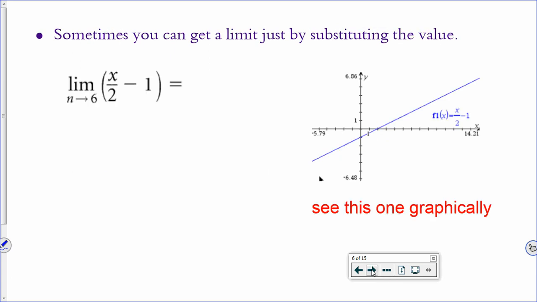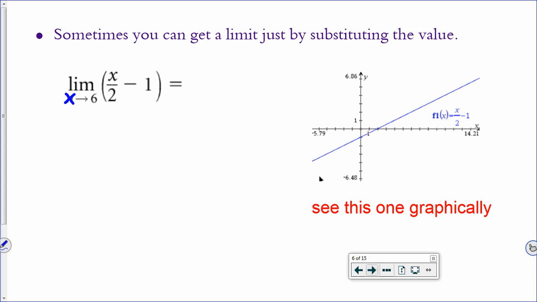Sometimes you can get a limit by just substituting the value. In this example, and in fact this should be x based on the way the function is written, this is asking for the limit of the function as x goes to 6. So it's not talking about the extreme right side of the graph as x goes to infinity, or the extreme left side of the graph. It's just talking about a specific point on the function. As x goes to 6, what is the value of the function x over 2 minus 1?